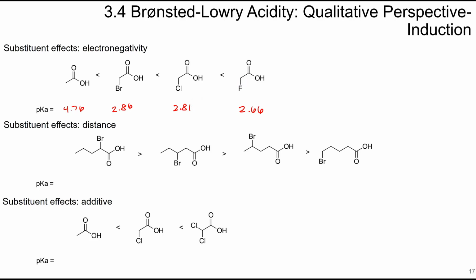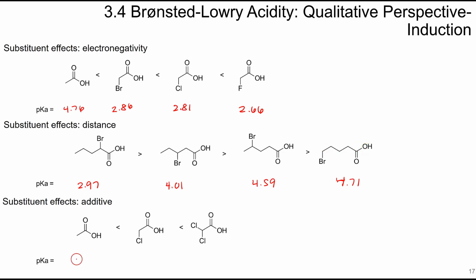We can also take into effect the distance that the electronegative atom is. So if you're thinking of a tug of war, you're going to put the strongest person next to the middle, and that will have the most strong pull. So the Br next to the carboxylic acid is 2.97. We go a little bit further away, that drops to 4.01. Another carbon in between is 4.59. And then if it's really far away, it drops to 4.71. So it can't pull very strongly from here because it's so far away.